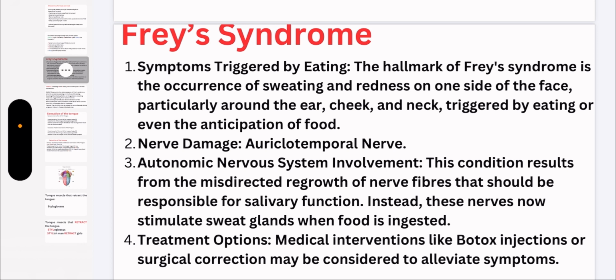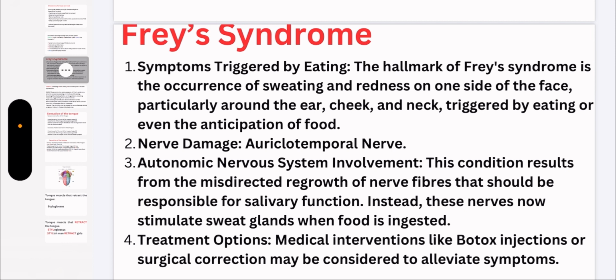Nerve damage is to the auriculotemporal nerve. There is involvement of the autonomic nervous system. This condition results from the misdirected regrowth of nerve fibers that should be responsible for salivary function. Instead, these nerves now stimulate sweat glands when food is ingested. Treatment options: usually medical intervention like Botox injection or surgical correction may be considered to alleviate the symptoms.